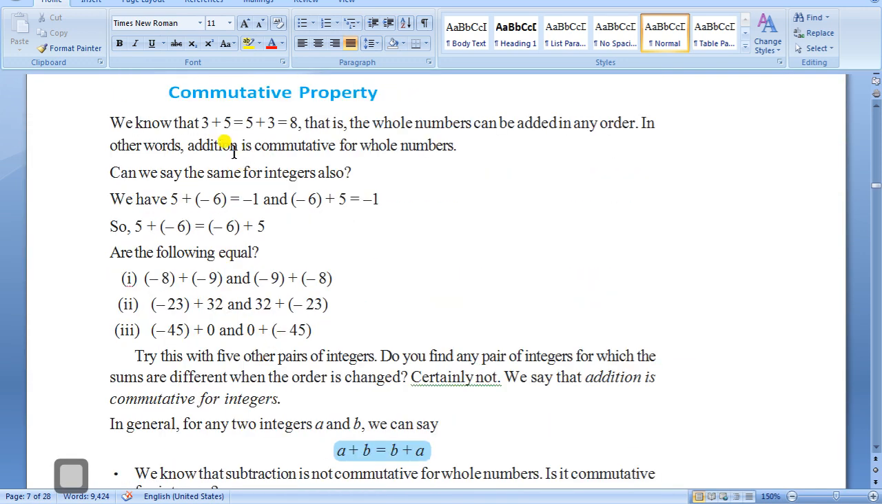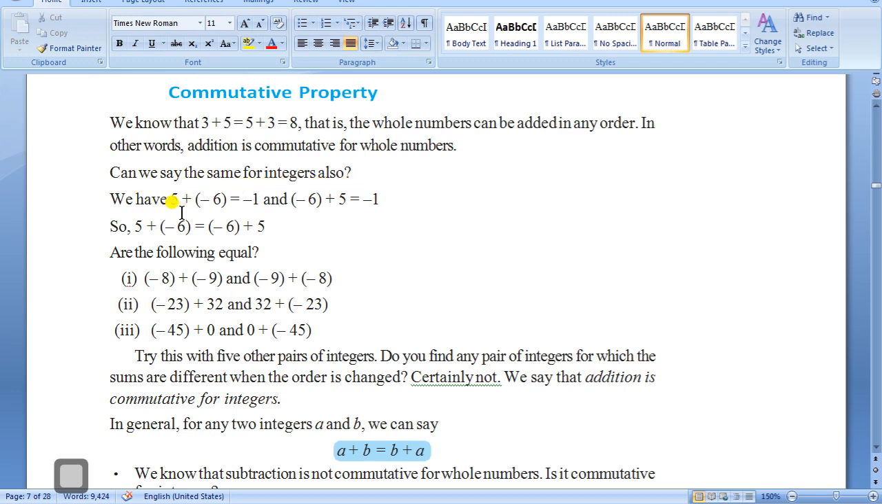Now we'll find out the commutative property. Commutative property, what is that? We know that 3 plus 5 is equal to 5 plus 3, equal to 8. That is, the whole numbers can be added in any order. In other words, addition is commutative for whole numbers.